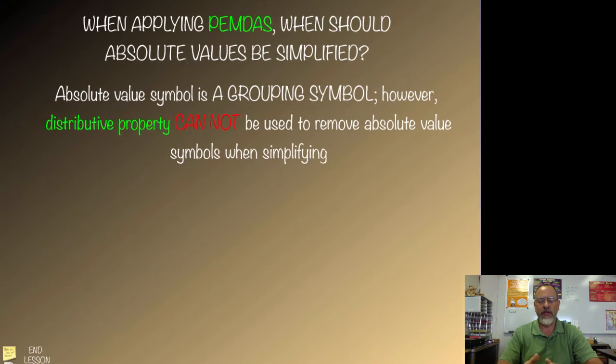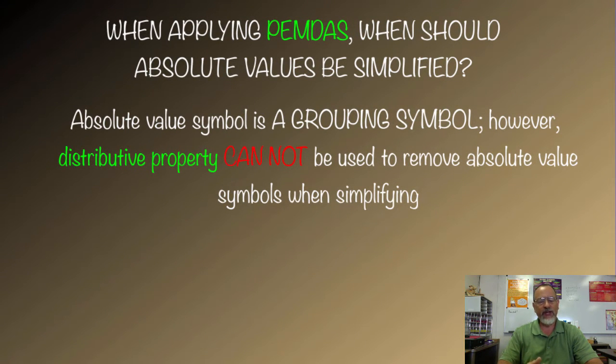The absolute value symbol is a grouping symbol. In other words, the things that are inside are considered a group, and therefore will need to be simplified first, inside. And then we need to take the absolute value of that symbol, once we've simplified it, as part of our grouping symbol. So it kind of falls along the side of the P in PEMDAS, or the parentheses, the brackets, the grouping symbols. The only catch here, and this is very important, is that you can't remove the absolute value symbol by distributing.